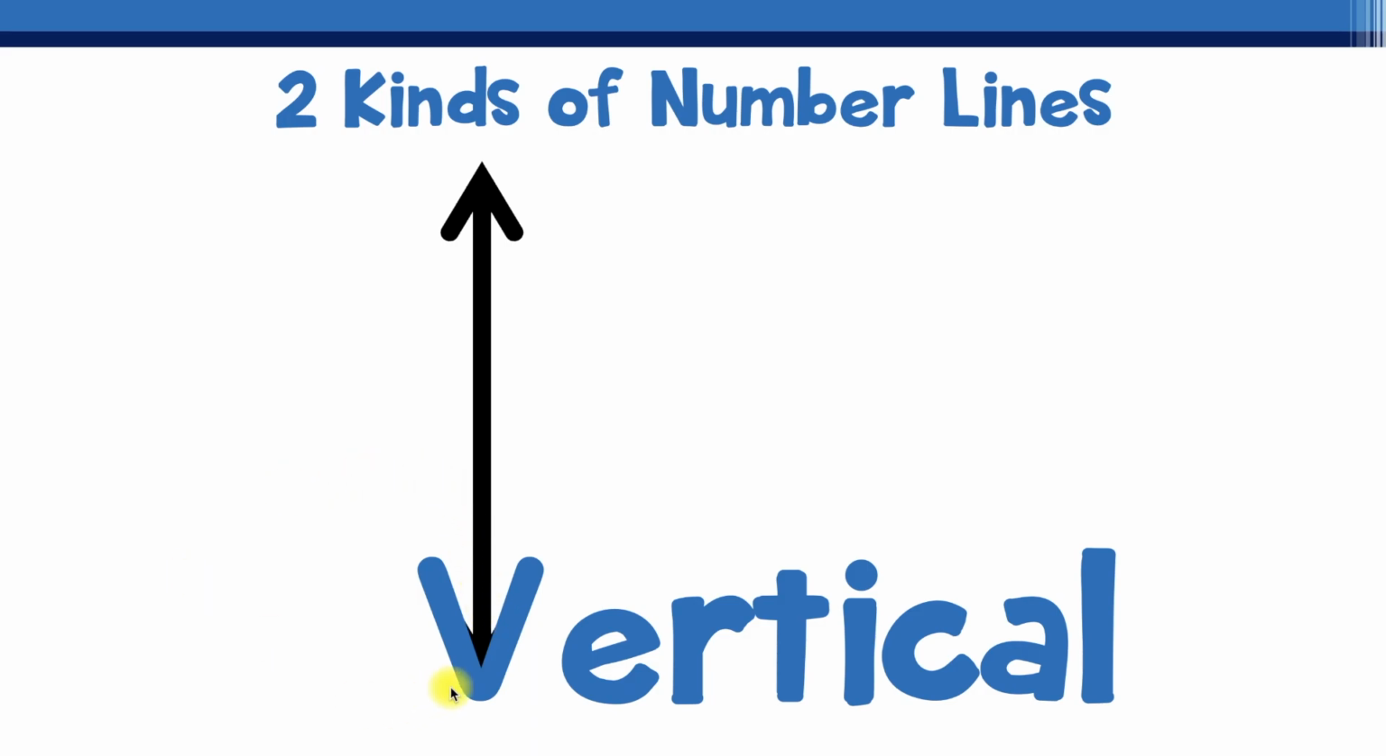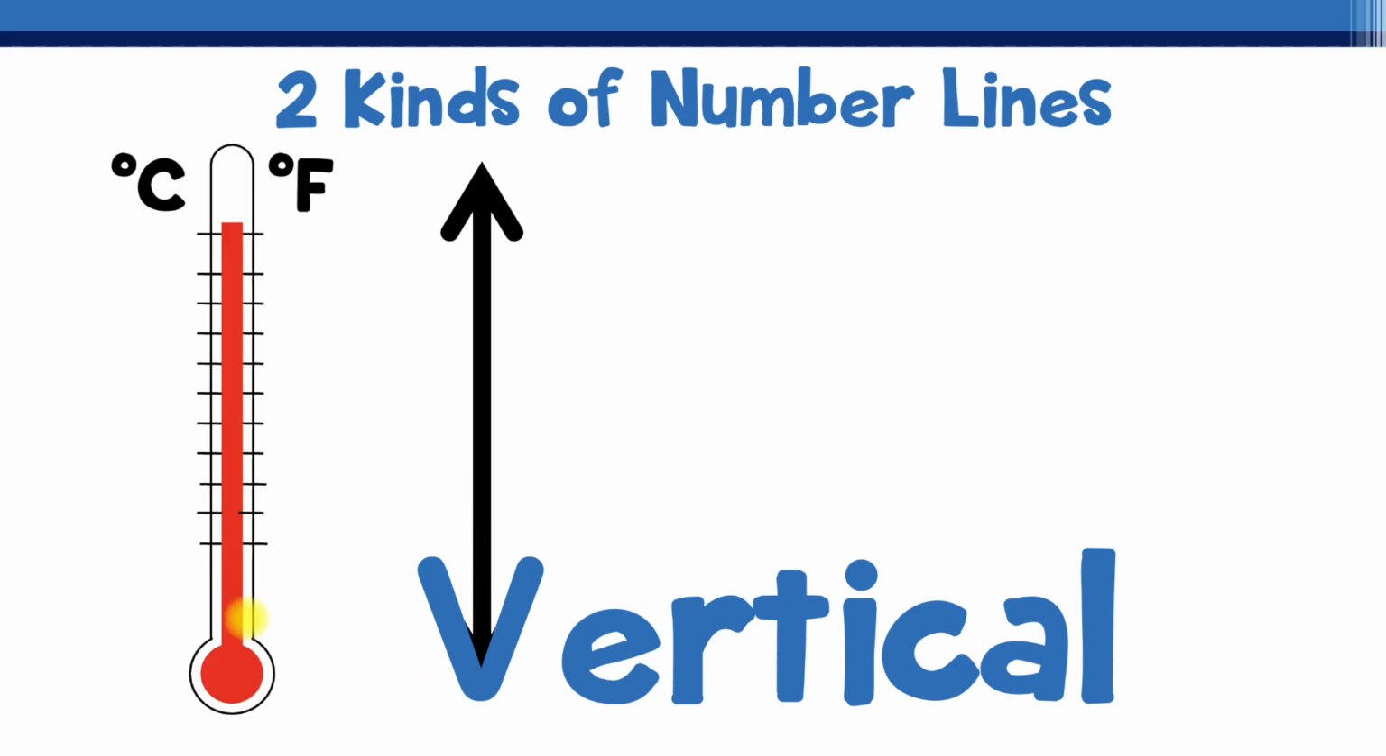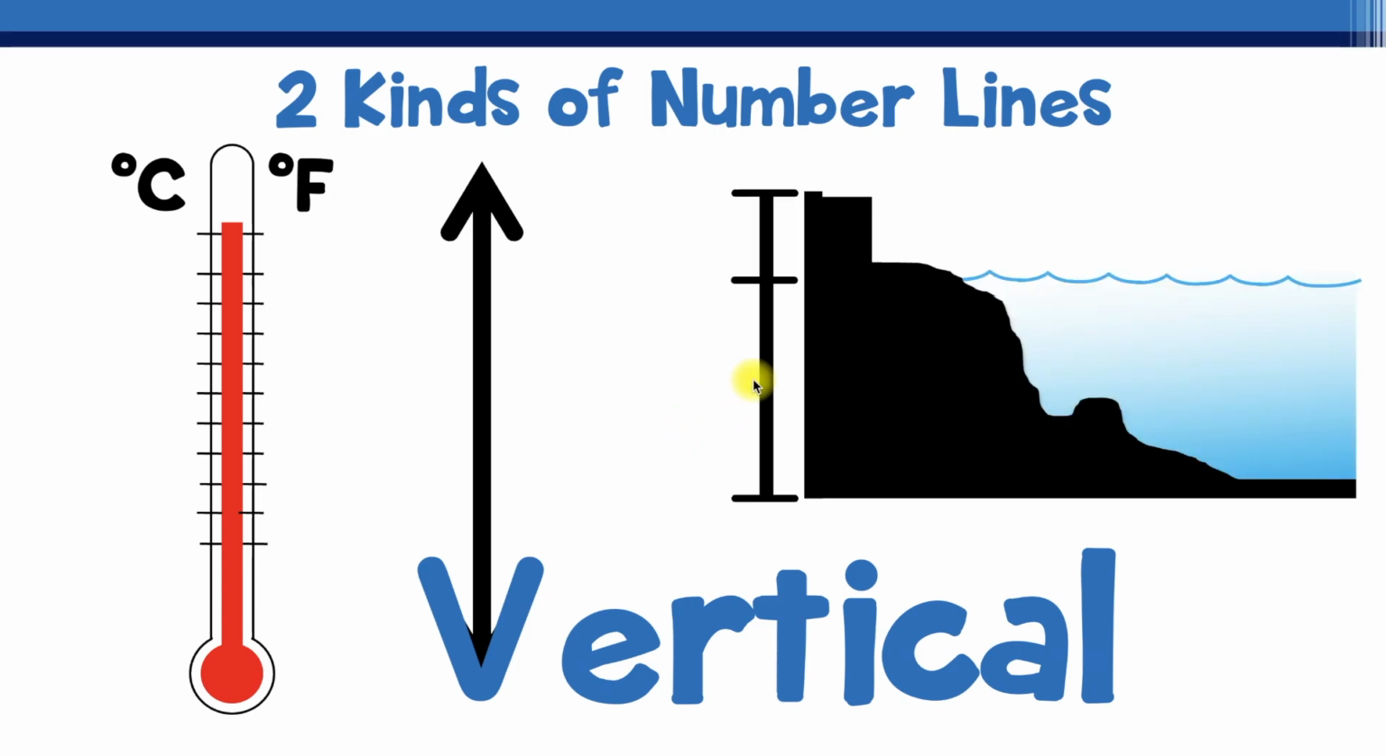Vertical number lines are used a whole lot whenever you're talking about temperature, or this thing called elevation. That's when you measure the depth of something or the height of something based on sea level. Anything positive is what's called above sea level, and anything negative is below sea level.